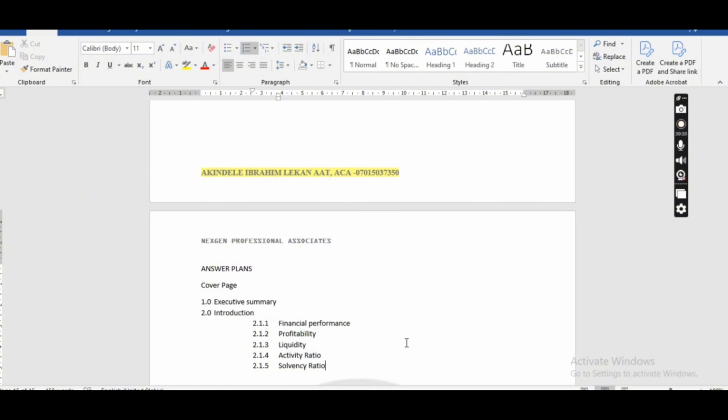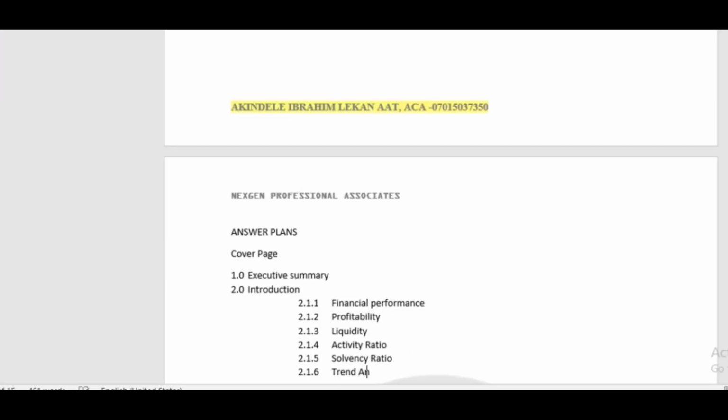Of course, we will do that in this class, right? Either this class or a subsequent class. Now, you can see now. So now, let's add trend analysis to this.